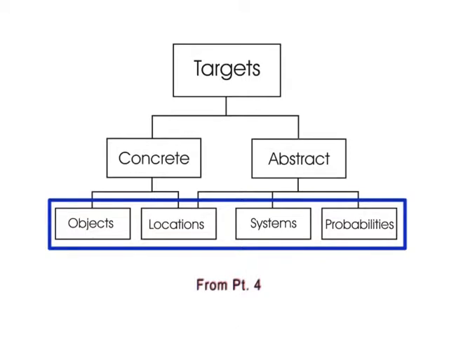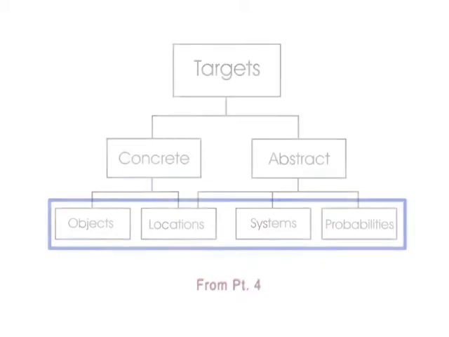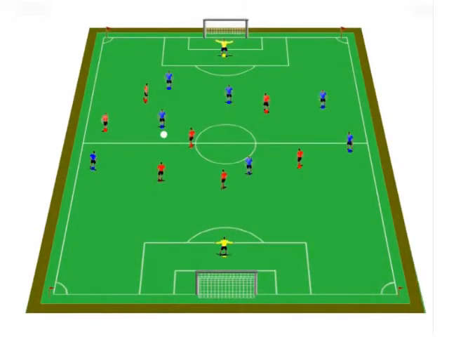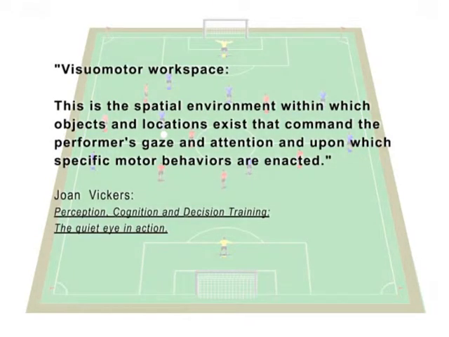In Part 4, we looked at the targets for attention. Now we'll look at where they're hiding. The match is a confusing, chaotic place, and players need the tools to make sense of it. We'll start with Vickers' definition of the visuomotor workspace. Simply put, it's an area that contains targets.